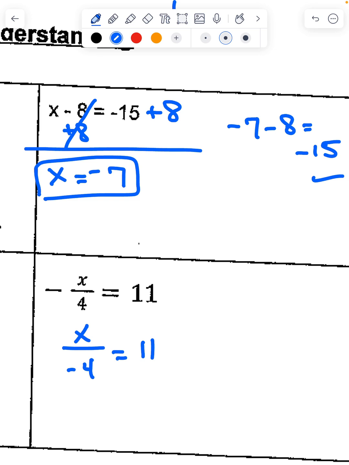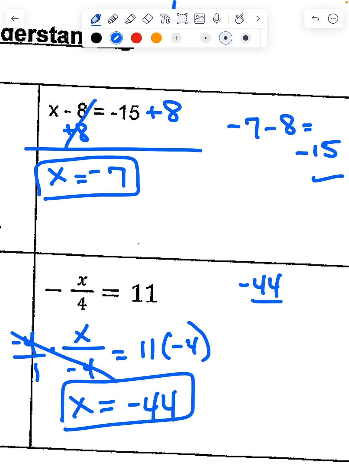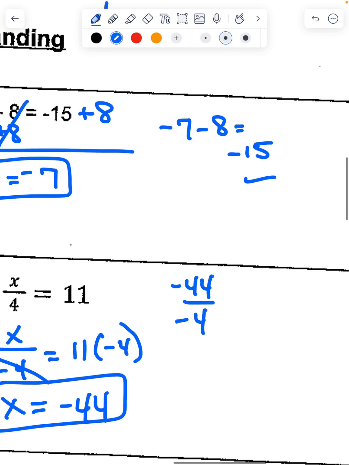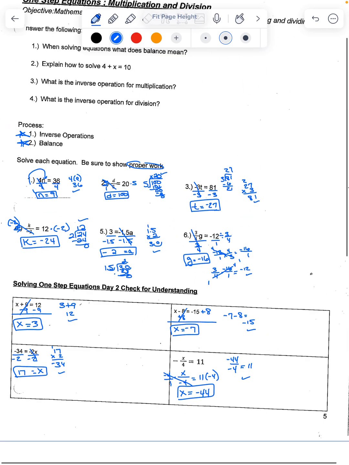So something divided by a negative 4, you're going to do the inverse and multiply this side by negative 4. Multiply this side by negative 4 to get your x by itself. And 11 times a negative 4 would be a negative 44. Then, if x is negative 44 divided by a negative 4, a negative and a negative is a positive. So that makes sense.